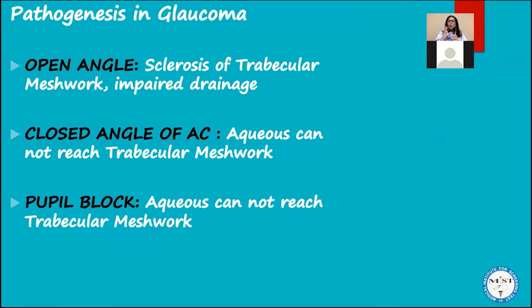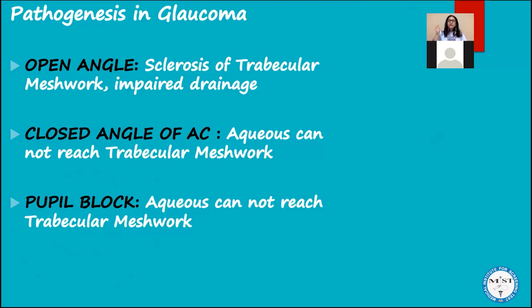What is happening in open angle? The problem is at the level of trabecular meshwork. The meshwork openings are not working properly, so there is impaired drainage. That is what is happening in open angle. What is happening in the closed angle type of glaucoma? When the angle is closed, the aqueous is not able to reach the trabecular meshwork. Again, the pressure will become high.